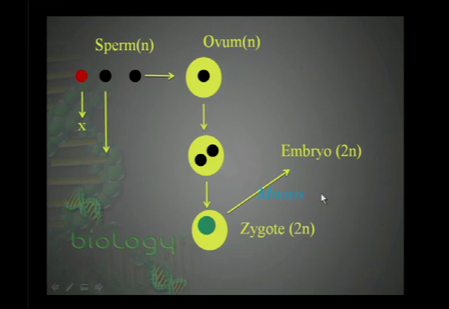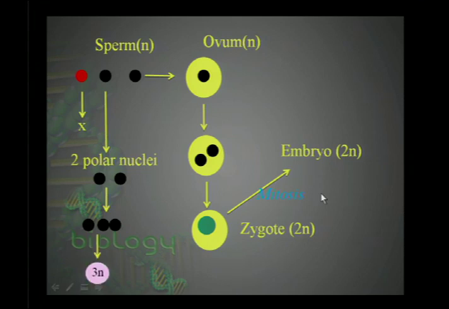The other sperm nucleus will fuse with the 2 polar nuclei. So if we have 3 haploid nuclei and they fuse together, that forms a triploid cell. And that triploid cell then will mitotically divide to form the endosperm of the seed. And recall that endosperm stores nutrients and provides those nutrients to the growing embryo when the seed germinates.